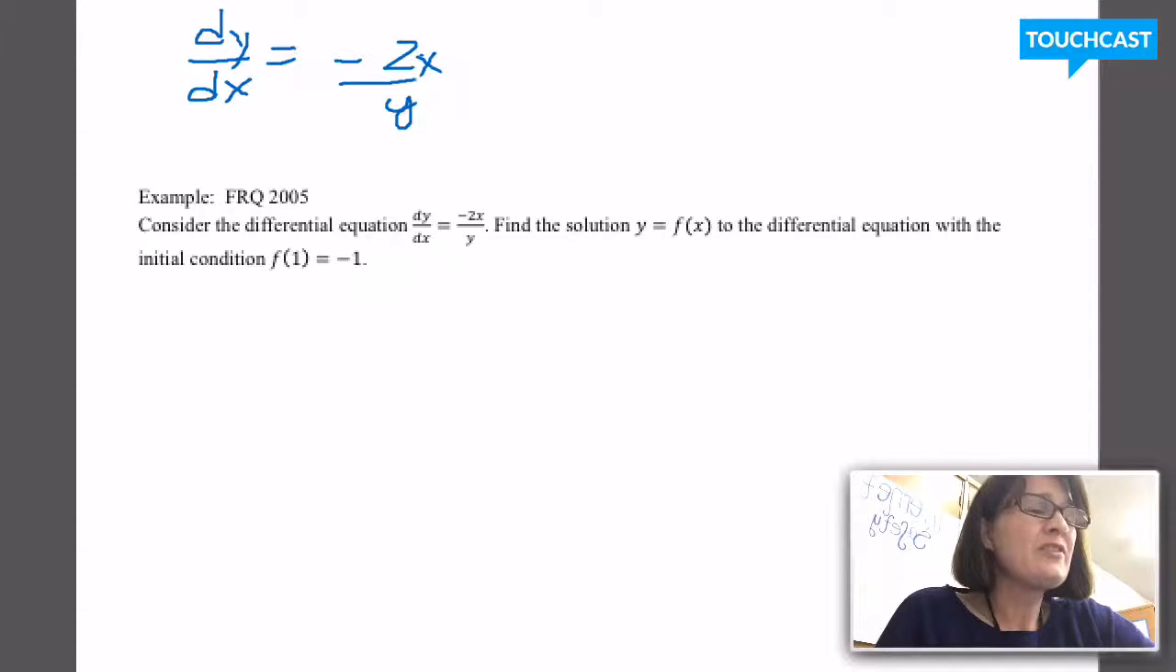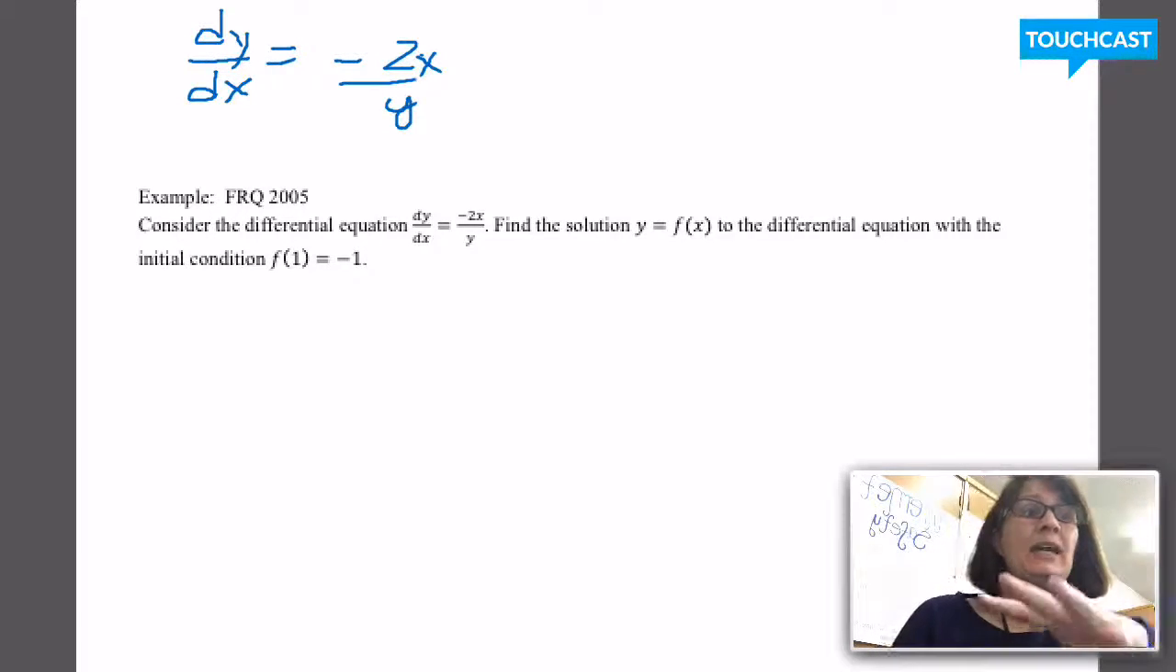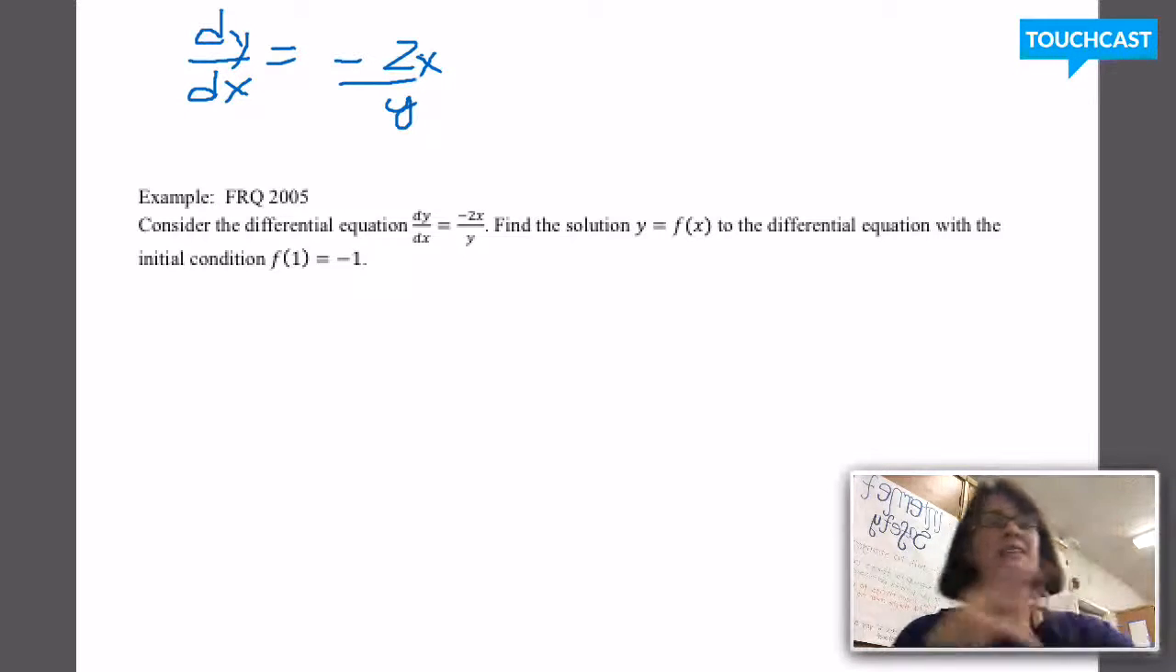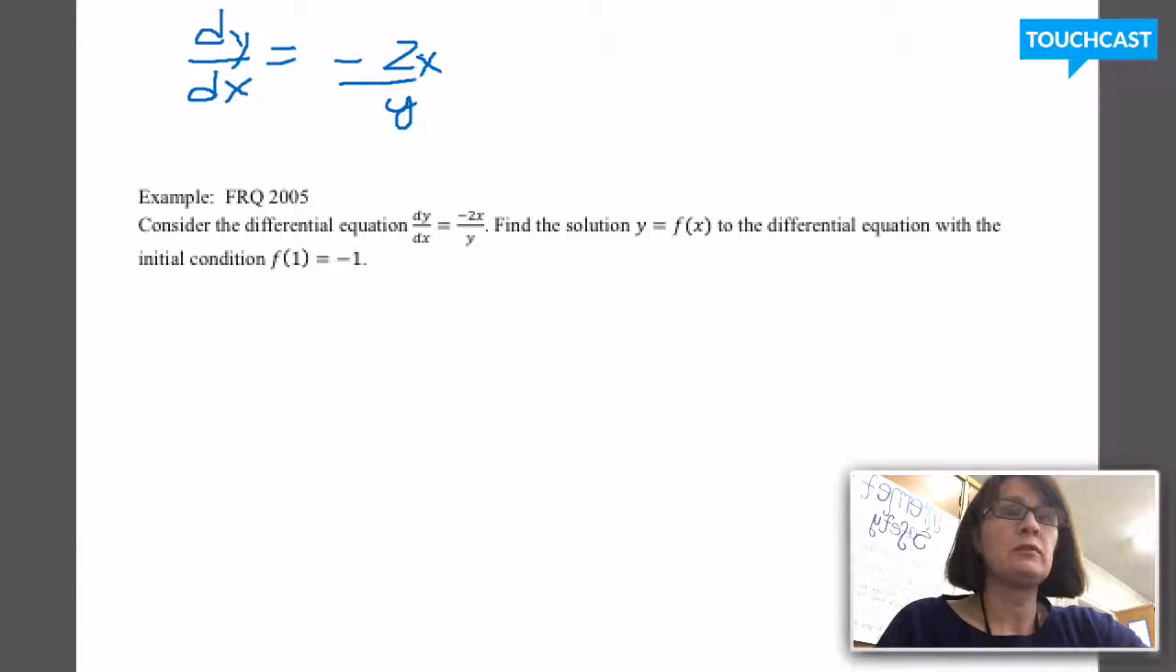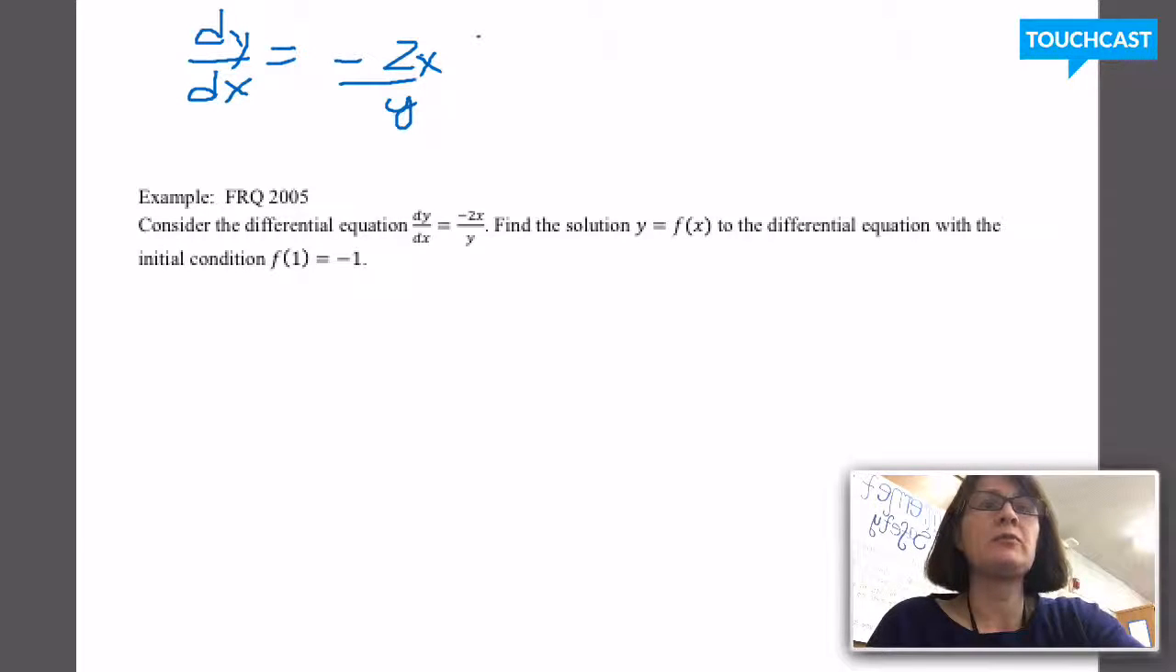So here's another example of solving a separable differential equation. I have dy dx is equal to negative 2x over y. My job is to get all the x's on the right, all the y's on the left, and then I'm going to integrate. So to me, I'm going to have to multiply both sides by dx.